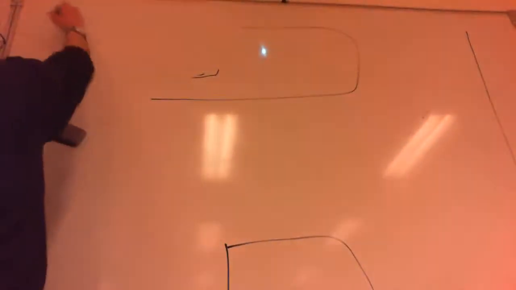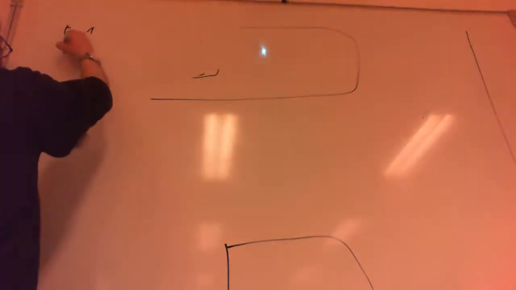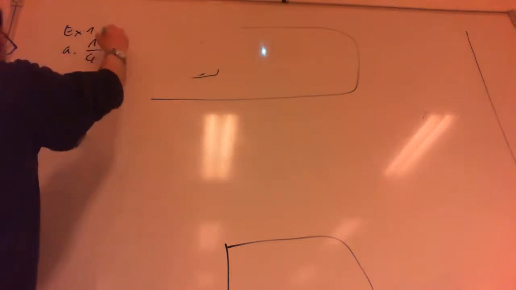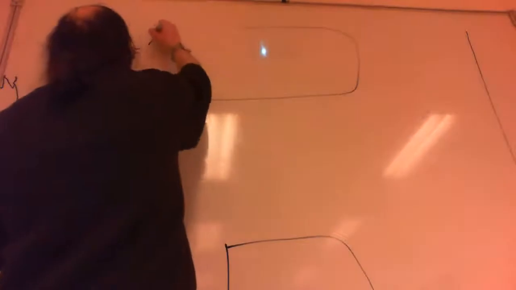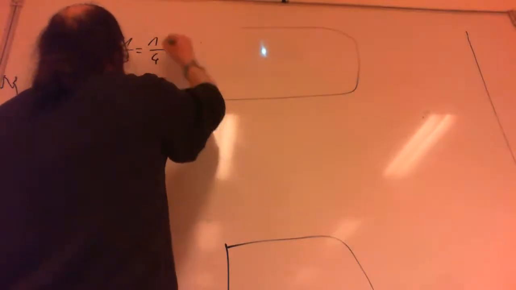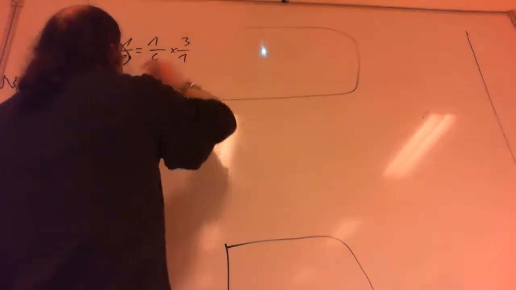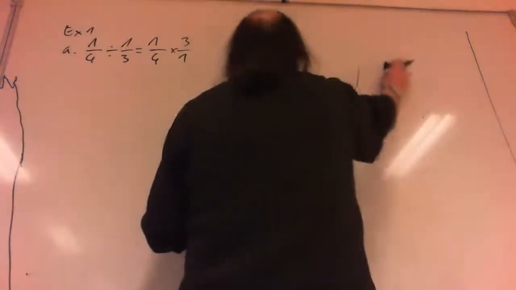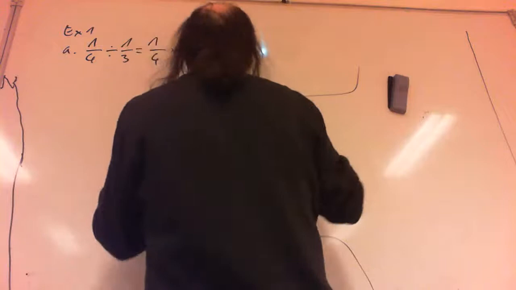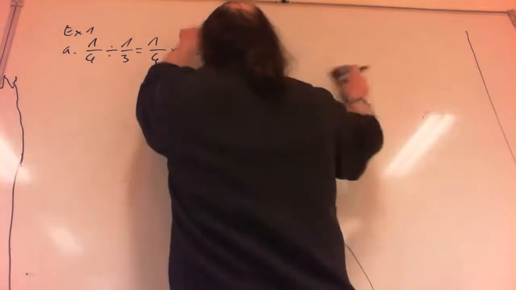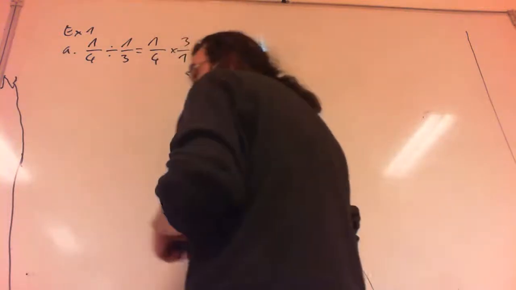1/4 divided by 1/3 is equal to 1/4 multiplied by 3/1 is equal to 3/4. And this cannot be written as a mixed number since 3 is less than 4.